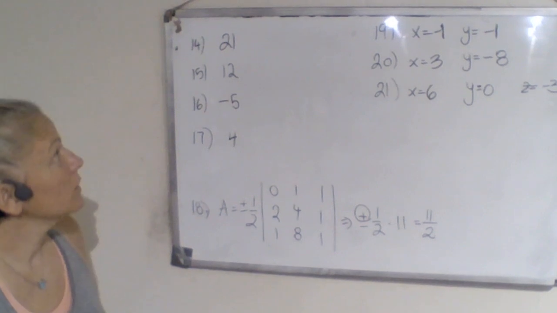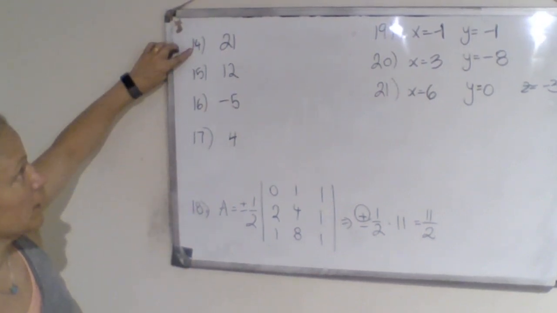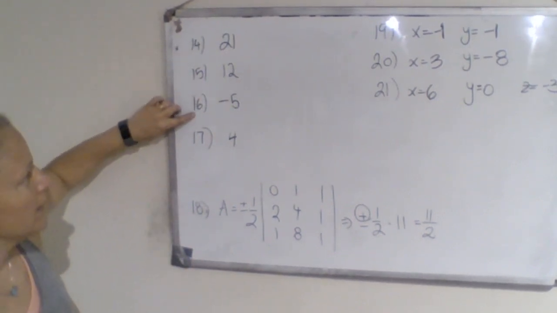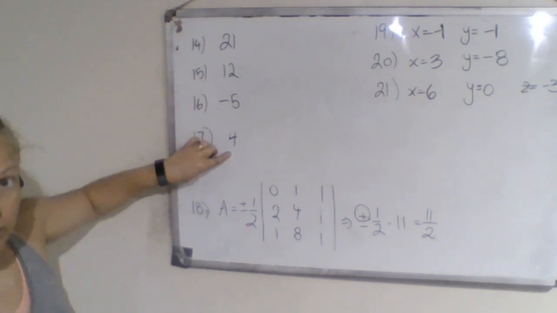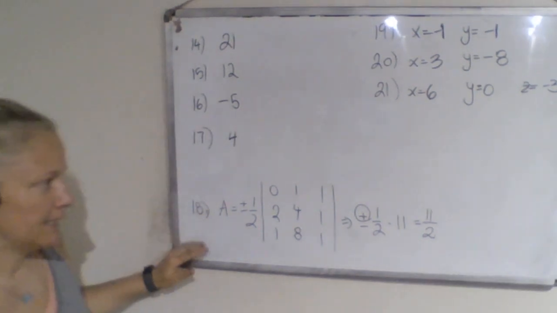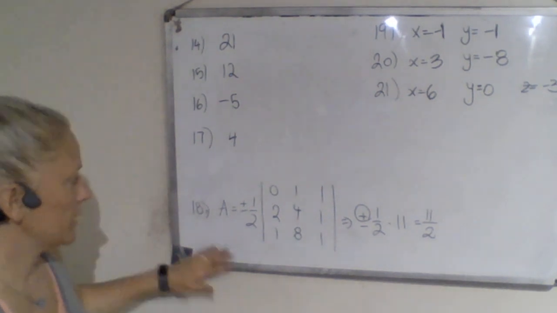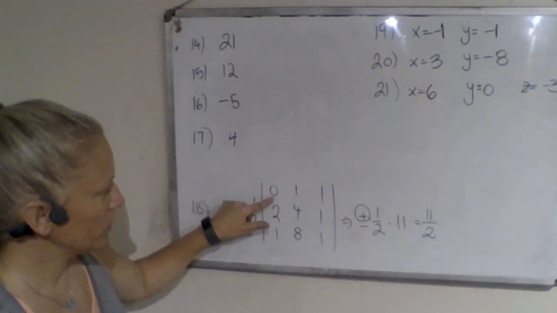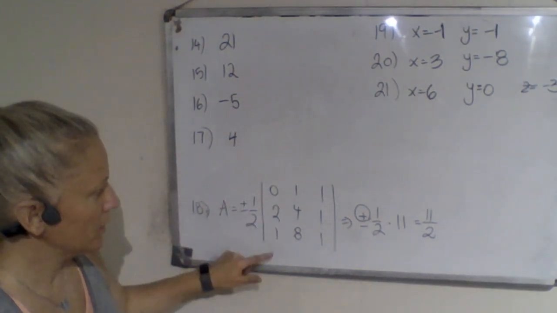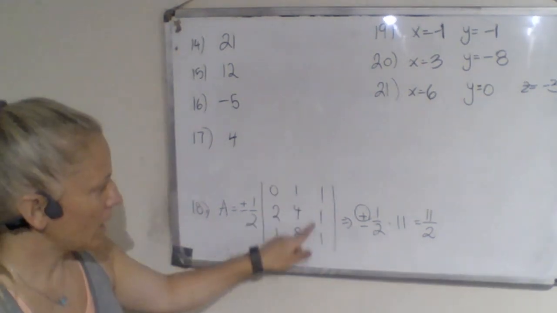Okay, guys, here's your solutions for your determinants. 14 is 21. For 15, you got 12. 16, negative 5. 17, 4. Here's your problem 18. I actually solved it for you so you can see how it works. Your matrix should look like this: your first point was 0, 1. Your second one is 2, 4. Your third one is 1, 8. My column is 1, 1, 1.